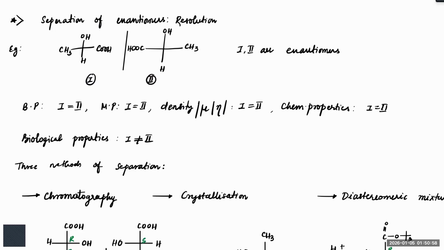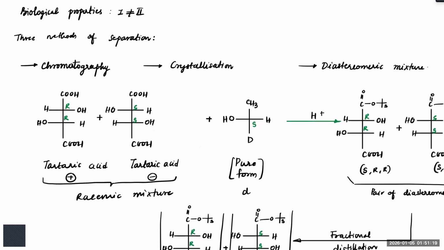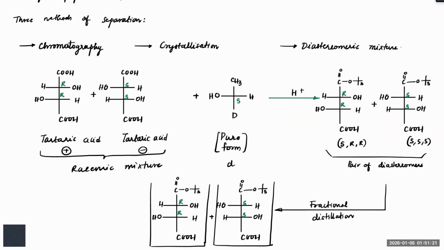Biological properties are the only differences which you will see in enantiomeric mixtures. Biological property means the way they react within the human body or within the animal cells. How will they work? Got it? So two enantiomers work slightly differently. That's the only difference which you'll find for enantiomers. Now notice, there are three methods of separation. One is chromatography, crystallization, and diastereomeric mixture formation.